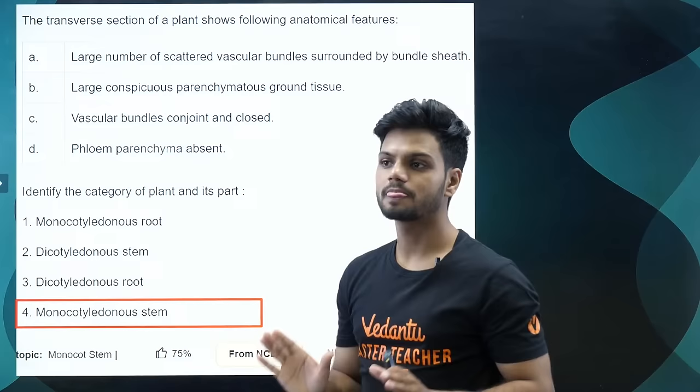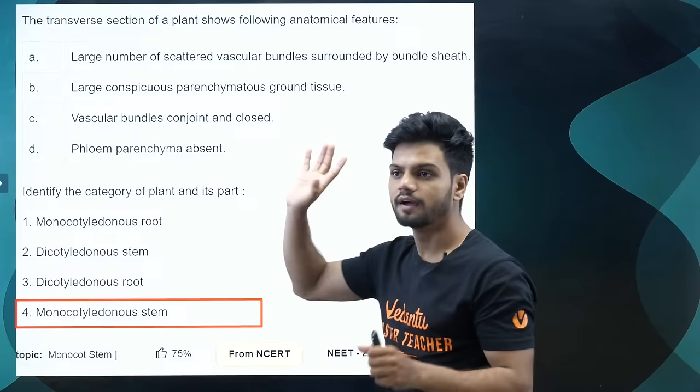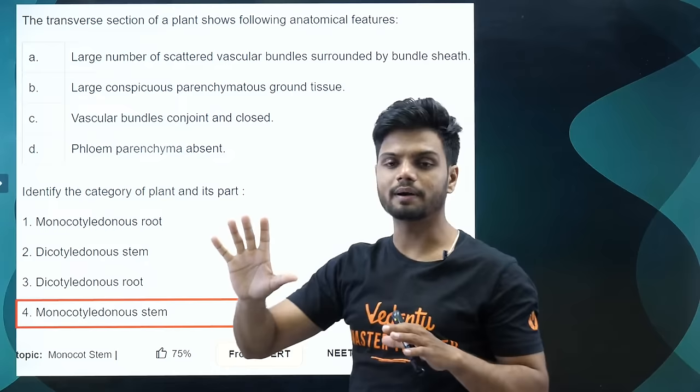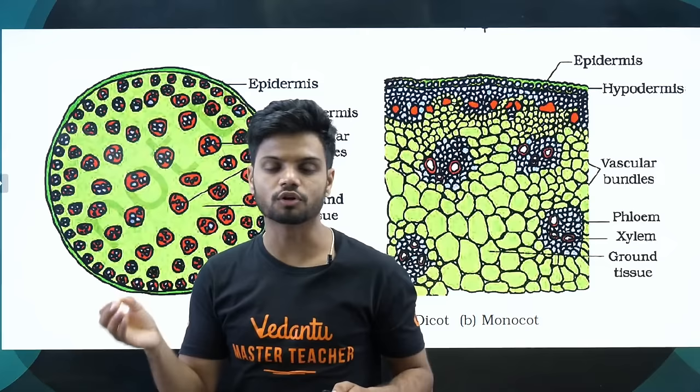Are you able to follow? First, we looked at this option, that is conjoint and closed. We decided it is going to be your monocot. Then we looked at your vascular bundles. In the monocot stem, the vascular bundles are scattered. But in the case of your monocot root, it is in polyarch condition. So the answer should be monocot stem. Clear?